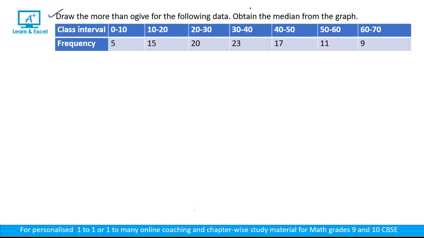Now let us see what median we get when we use the same data and plot the more than type ogive. Let us look at the class interval 0, 10, 20, 30, 40, 50 and 60. What are these? Yes, these are the lower limits of the respective class intervals. To draw the more than type ogive, we have to plot the lower limit on the x-axis, or the horizontal line, and on the vertical axis we are going to plot the cumulative frequency.